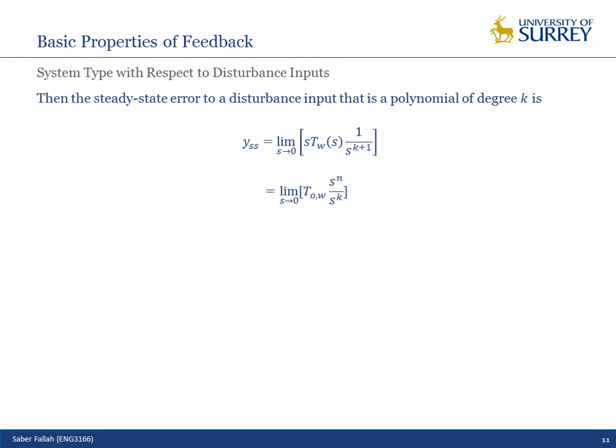T_W(s), if you look at the previous slide, we defined T_W(s) as s to the power n times T_OW(s). Now you tell me, how can I define the system type for such a system or such a transfer function? What criteria should I look for?